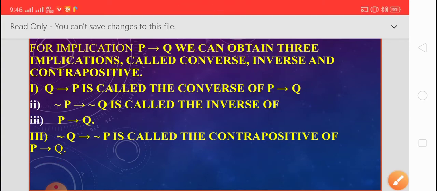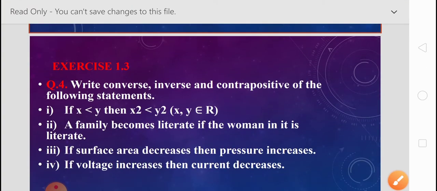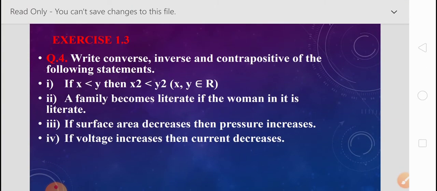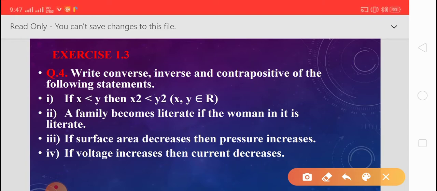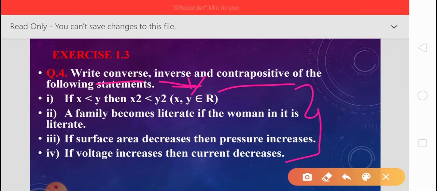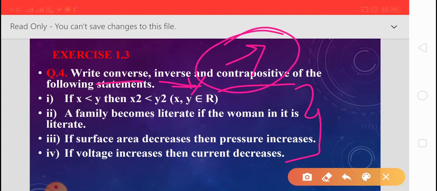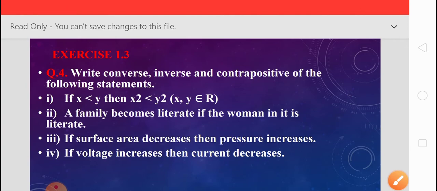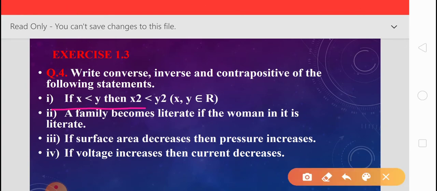Depending on these three concepts we have to solve exercise 1.3, question number 4, in which we write the converse, inverse and contrapositive of the following statements. All the statements are in the form of implication, because these three things depend only on implication. The first question is: if x less than y, then x square less than y square. Here there is a printing mistake.